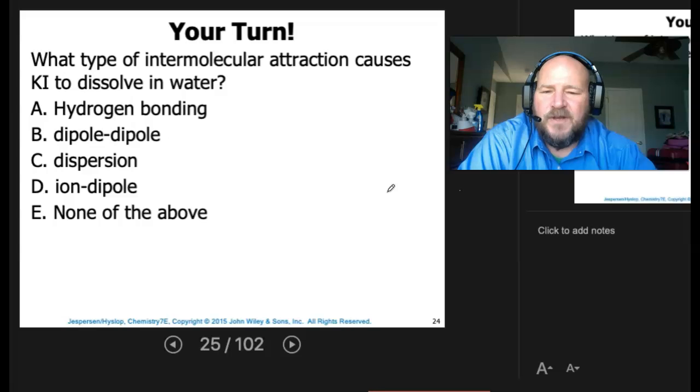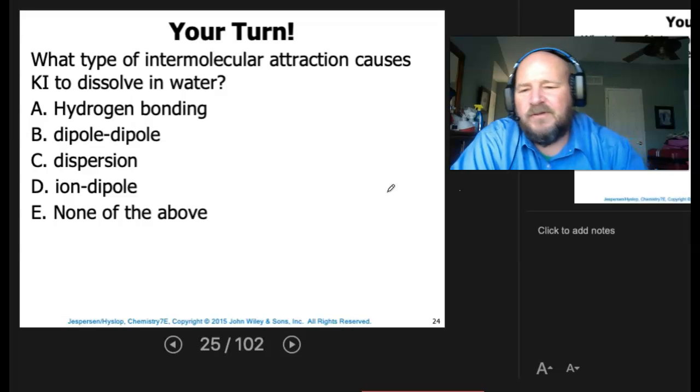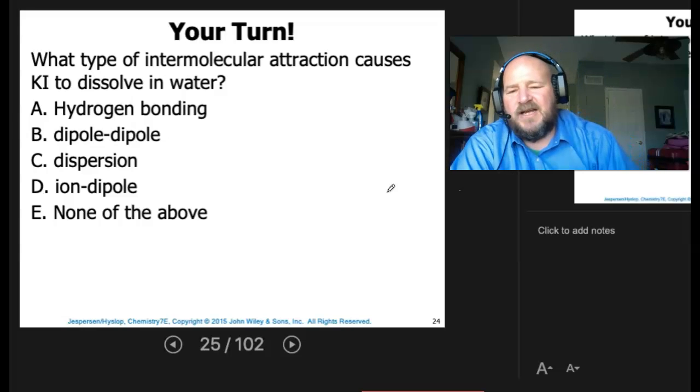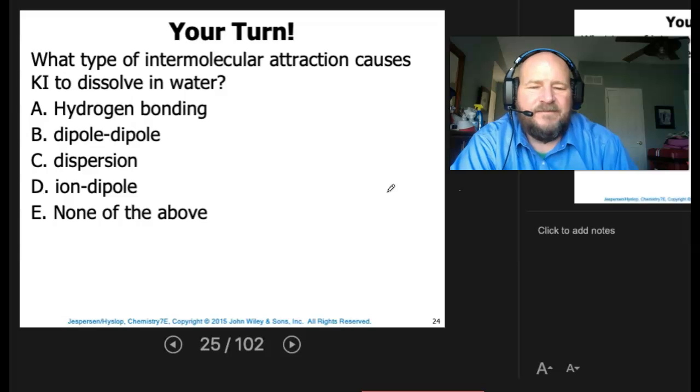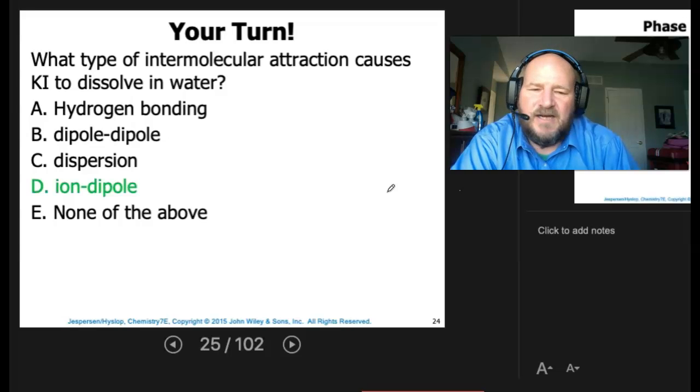What type of intermolecular attraction causes KI to dissolve in water? Hydrogen bonding, dipole-dipole, dispersion, ion-dipole, or none of the above? And hopefully you've picked ion-dipole.